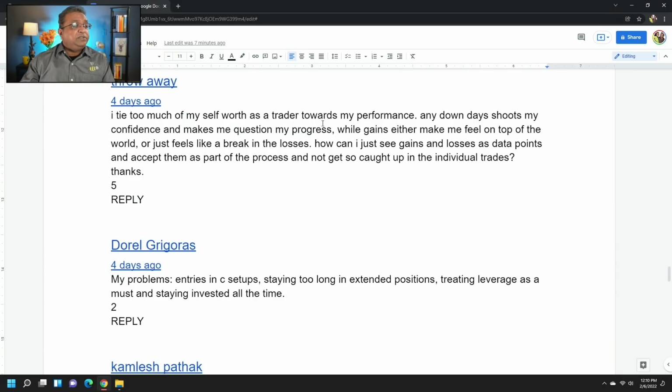I tie too much of my self-worth as a trader toward my performance. Any down days shoots my confidence and makes me question my progress, while gains either make me feel on top of the world or just feel like breaking the losses. How can I just see gains and losses as data points and accept that as part of the process? Caught up in individual trades.